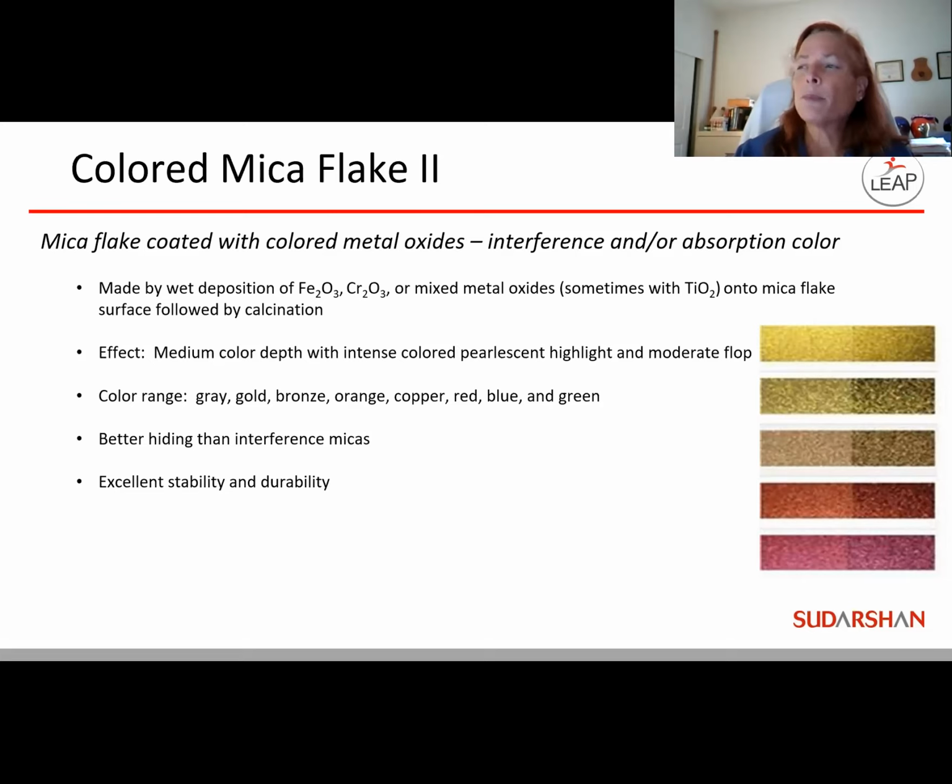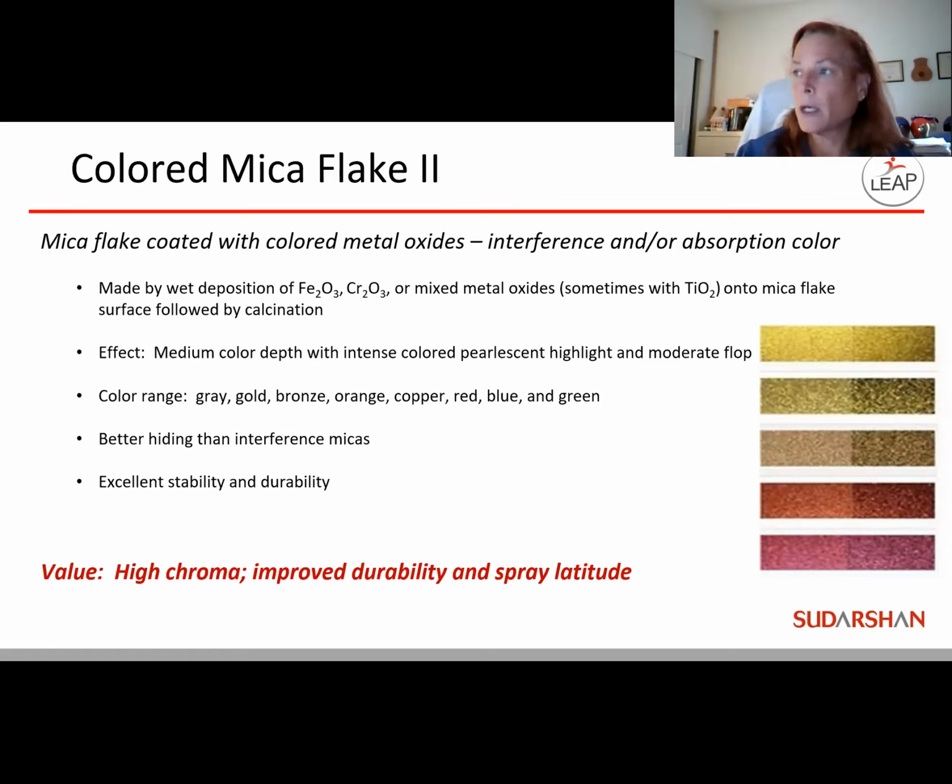And the color range is quite broad, anywhere from your grays through the earth tones up until the blue and green as well. This class does have a better hiding than the interference pigments because of the colored metal oxides that are used. They too also have excellent stability and durability. And their value brings in, of course, not only the color, but a higher chroma and improved durability and spray latitude because of the colored metal oxides that are used.